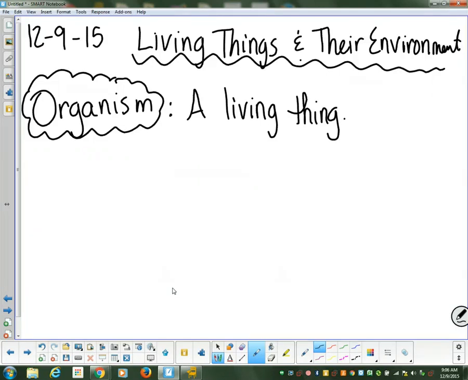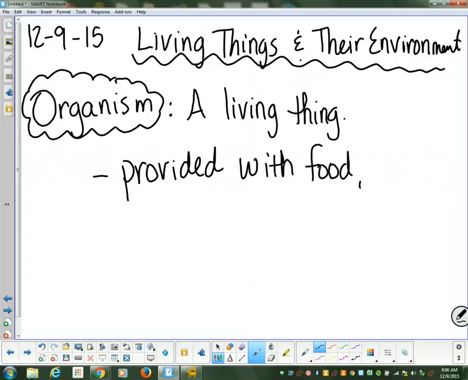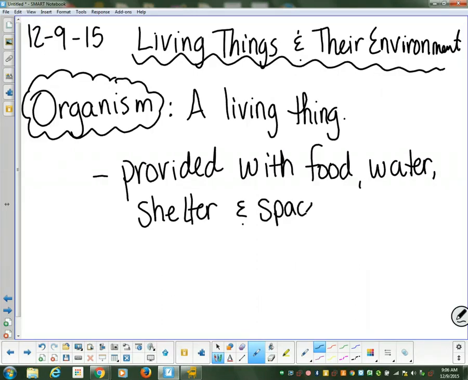So living things are going to have habitats, and they're going to have places where they can live. And within those habitats, organisms need to be provided with food, water, shelter, and space to reproduce. Otherwise, it is not going to be able to live there.